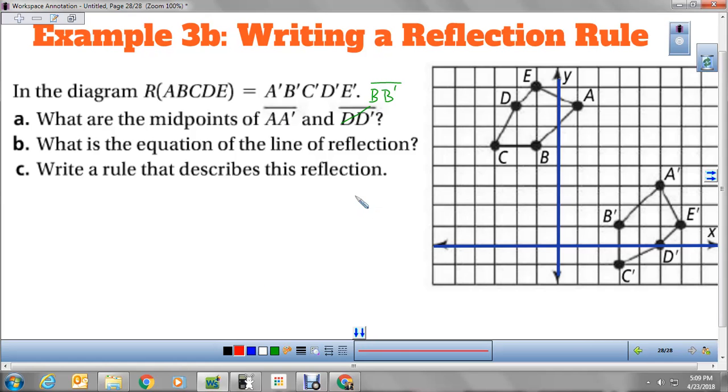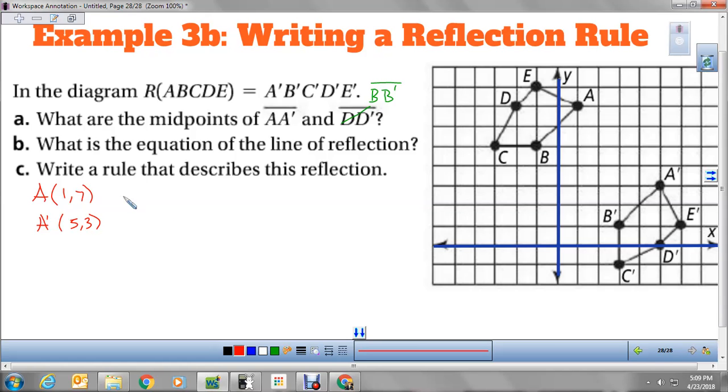So let's look here. What are the midpoints of A and A prime? Well, if we look here, what is the point of A? A is located at 1 on the x, and let's see here, we got 1, 2, 3, 4, 5, 6, 7 on the y. And then let's look at point A prime. A prime is going to be at 1, 2, 3, 4, 5, and 1, 2, 3. So 5 and 3.